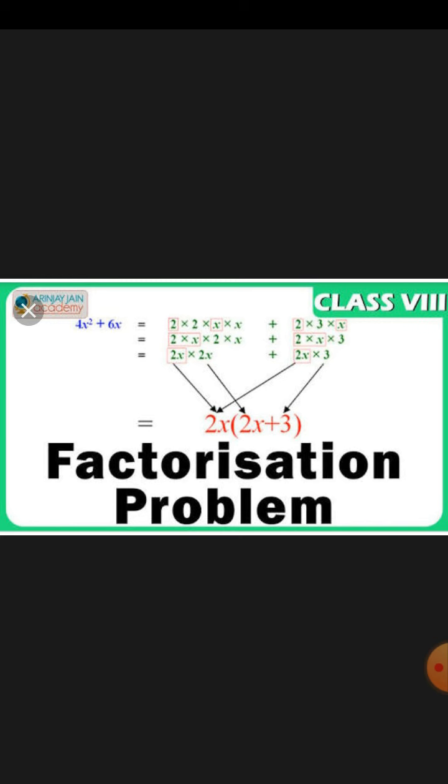So today I am here to teach you mathematics of class 8 chapter 6, that is factorization.